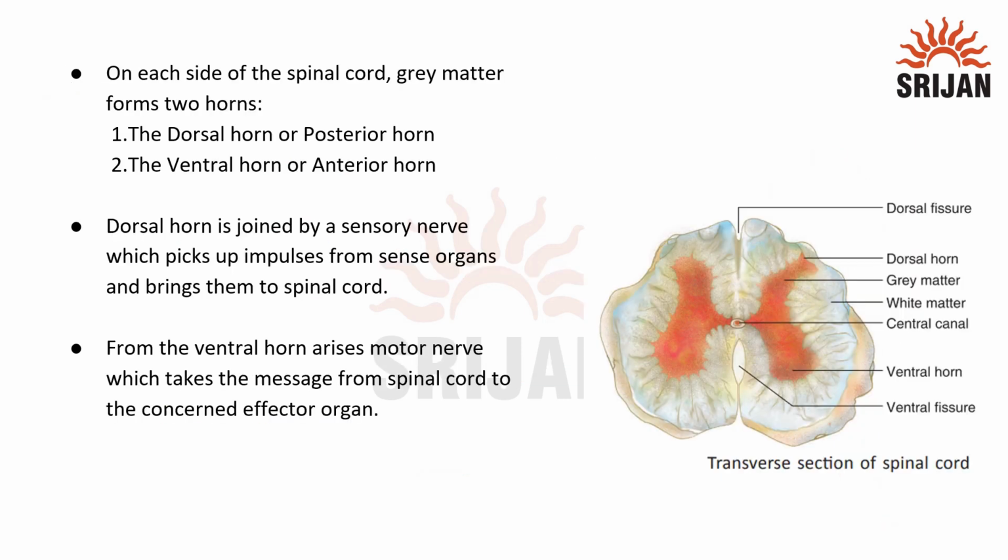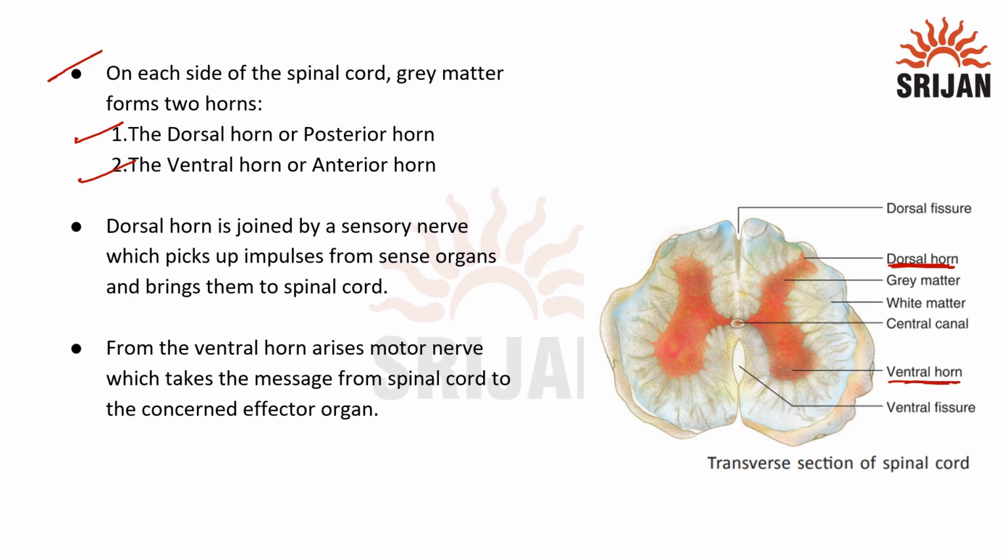This is the transverse section of the spinal cord, and on each side of the spinal cord the gray matter forms two horns. The first is the dorsal horn and the second one is the ventral horn. So in the image over here you can see the structure. This is the dorsal horn and here we have the ventral horn.